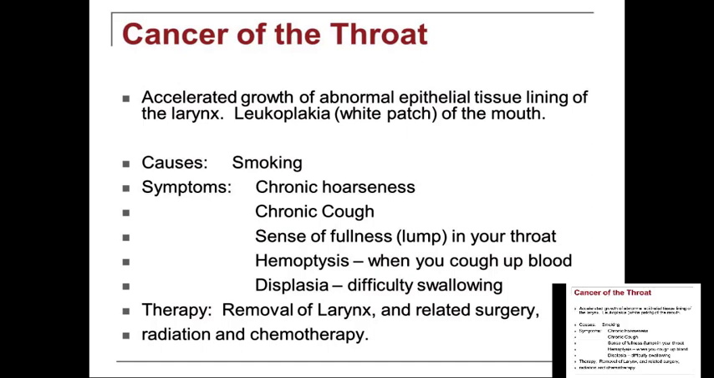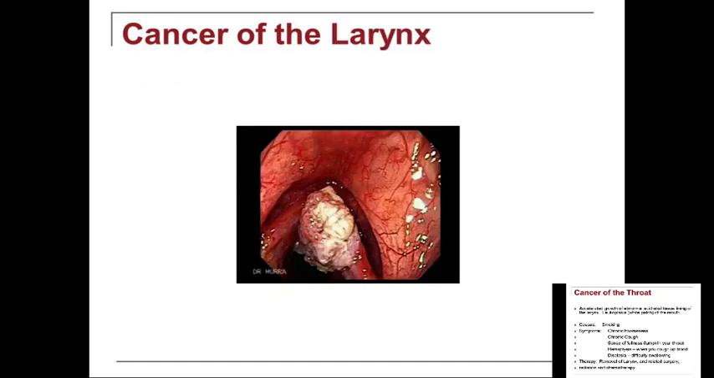Let's just see. Cancer of the throat. Remember, cancer is any type of abnormal growth of the epithelial lining. You can see a white patch in the mouth called leukoplakia, commonly caused by smoking. There's usually chronic hoarseness, or that roughness of the voice, and a chronic cough. There could be the sense of fullness in the throat, like a lump. And hemoptysis, which means when someone coughs, they're actually coughing up blood. And then there's dysphagia, which means difficulty in swallowing.